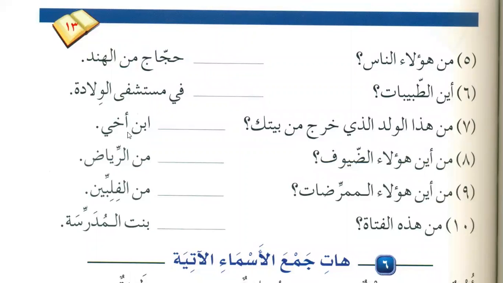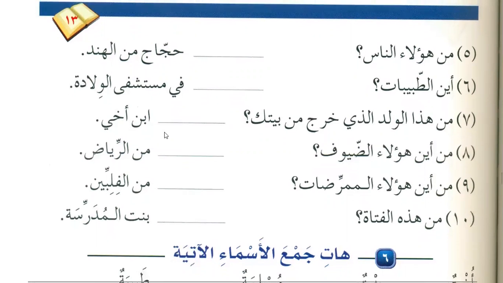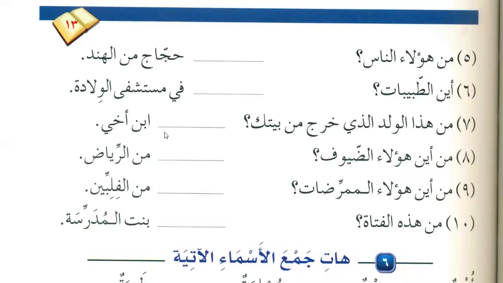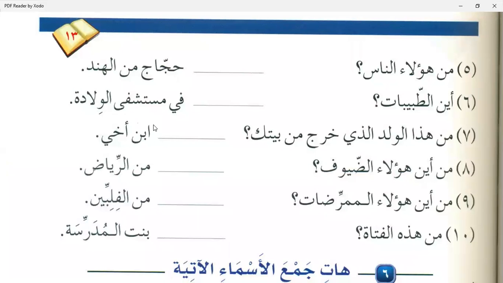Ibnu or abnu? Ibnu. Huwabnu. Join the waw with ba, the alif becomes silent. Huwabnu akhi. Next. She has lost connection. Miss Kinza.